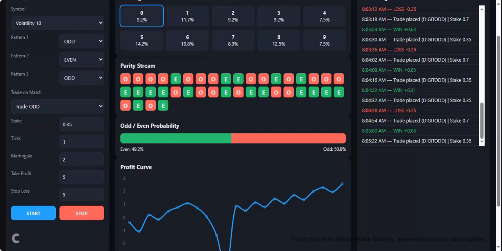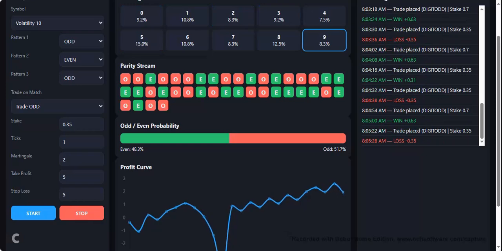As you watch the final moments of the session, notice that the bot's behavior never changes. It does not become impatient. It does not become excited. It waits, observes, and acts only when conditions match. That unwavering discipline is what many traders struggle to maintain manually. Automation bridges the gap between intention and execution.